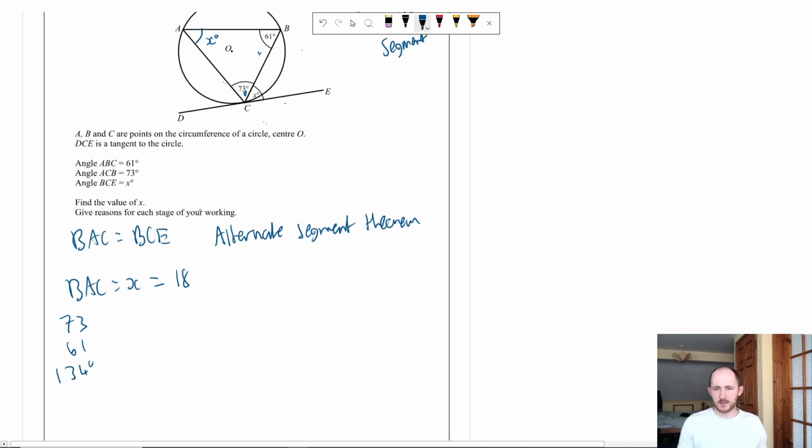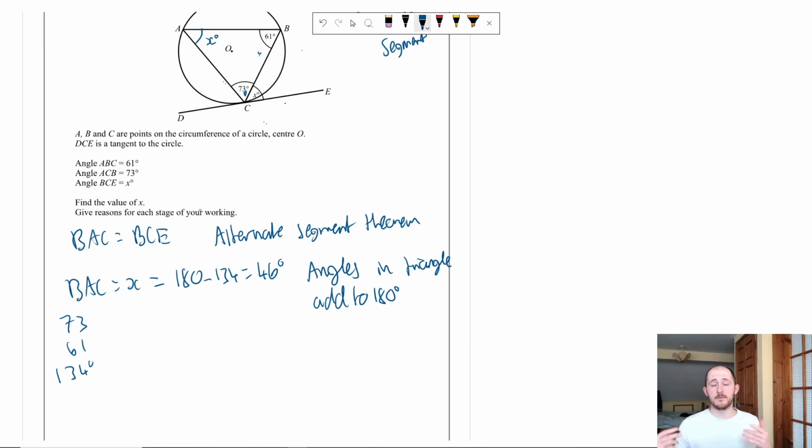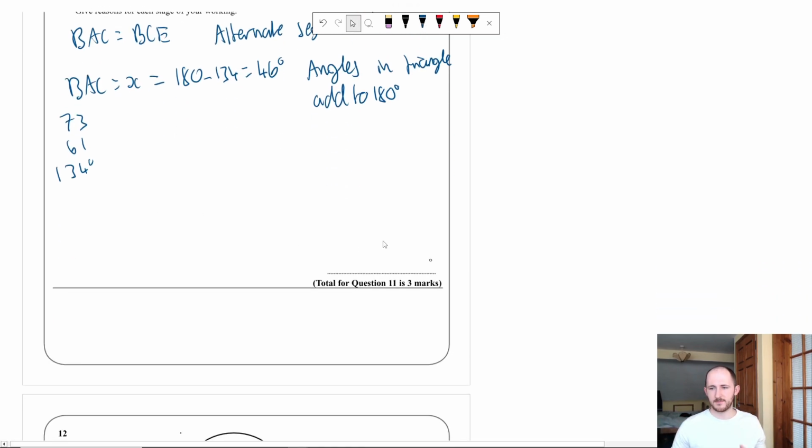So it's 180 minus 134, which is 46. And that's because angles in a straight line, angles in a triangle add to 180. So once again, it's the exact same thing, right?